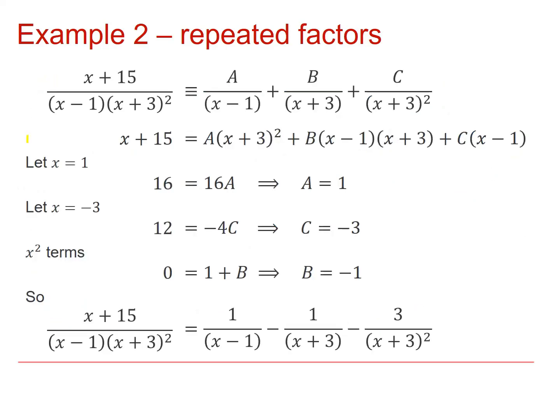Again, there's that working tidied up. You can see we've used a value of x equals 1 to find a value for a. We've used a minus 3 to find the value for c. And we've looked at the x squared terms, knowing already that a equals 1. That gives us the value for b at minus 1. And so there is my final result.